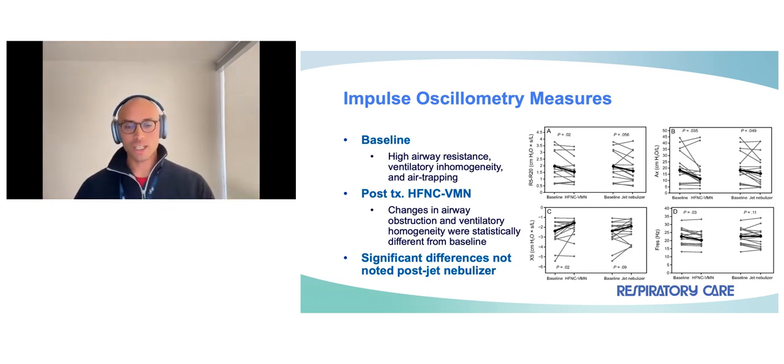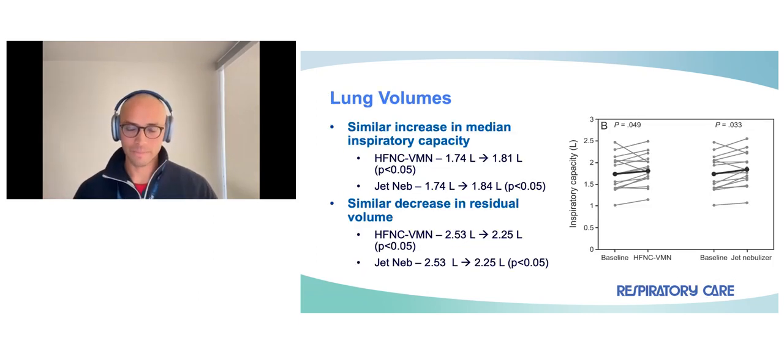Now, what's very challenging is that the IOS measures with the high flow vibrating mesh nebs reach statistical significance. So we can say with some degree of certainty that the high flow vibrating mesh nebulizers did improve these IOS measures. But the differences were not significant in the post-jet nebulizer treatments, and I urge caution in interpretation, because you can't say too much based off non-significance, because it probably means that your sample is just too small. Mind you, we only had 17 subjects.